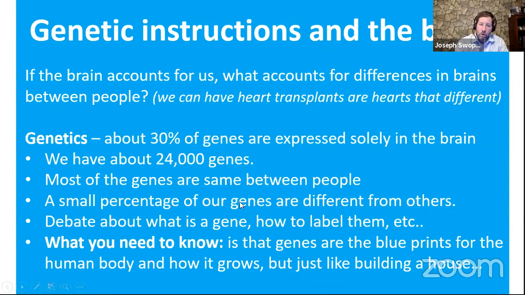A very small percentage of our genes are different from other people, and that accounts for the differences. The different genes we have means that whatever's building us in our prenatal time, they're building us slightly different. And again, the emphasis on slightly different than other people. As I mentioned, we're using the word about 30%, about 24,000 genes. There's really actually still a debate on what is a gene and how to label them. It's an ongoing science, much like psychology, much like all of the sciences. So things are constantly being looked at and evaluated.